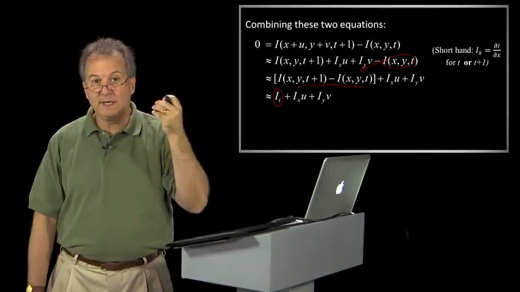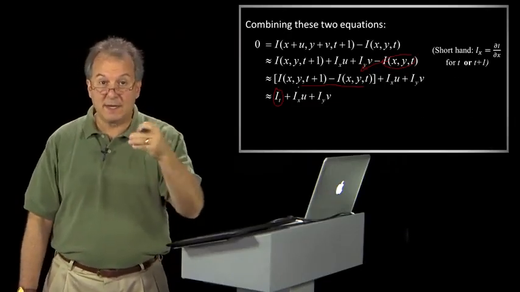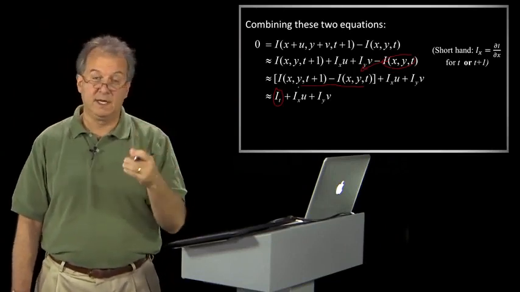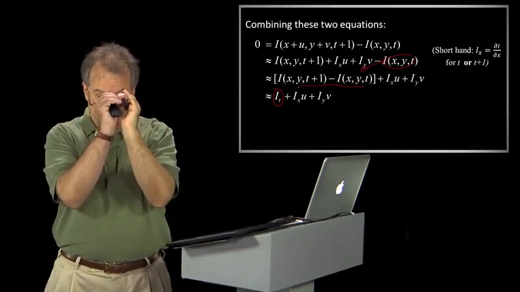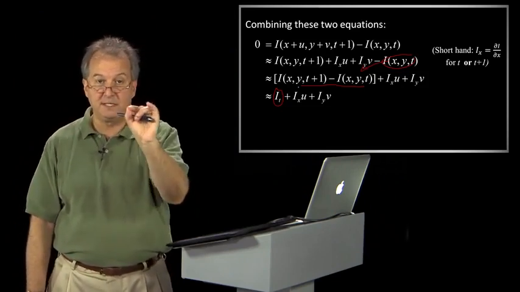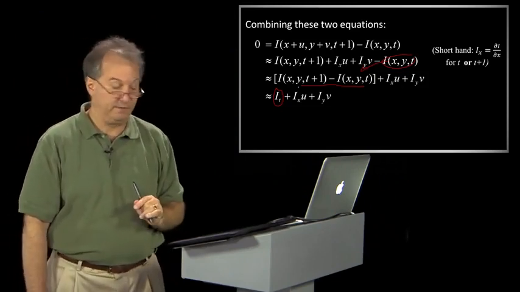And remember, our imagery is now a function of x, y, and t. So I can take a derivative in x, in y, or in t. Another way to think about it is, if I just look at some point x, y, and I see how much the image changes from t to t plus 1, that's my temporal derivative.